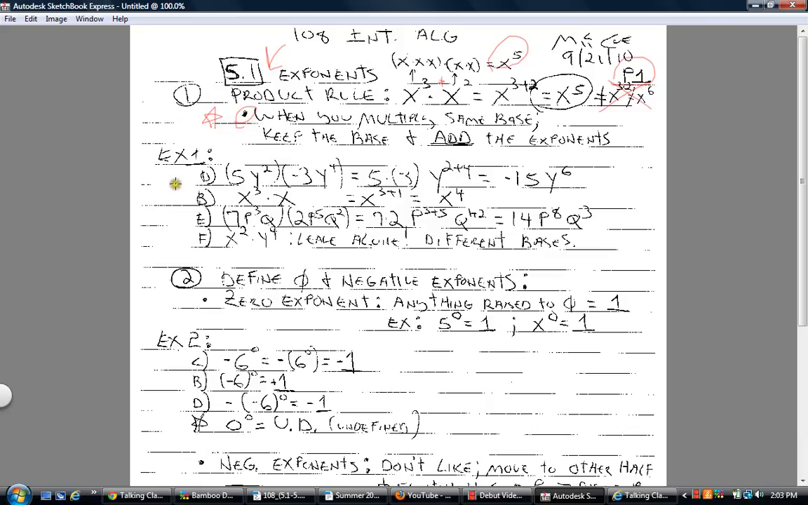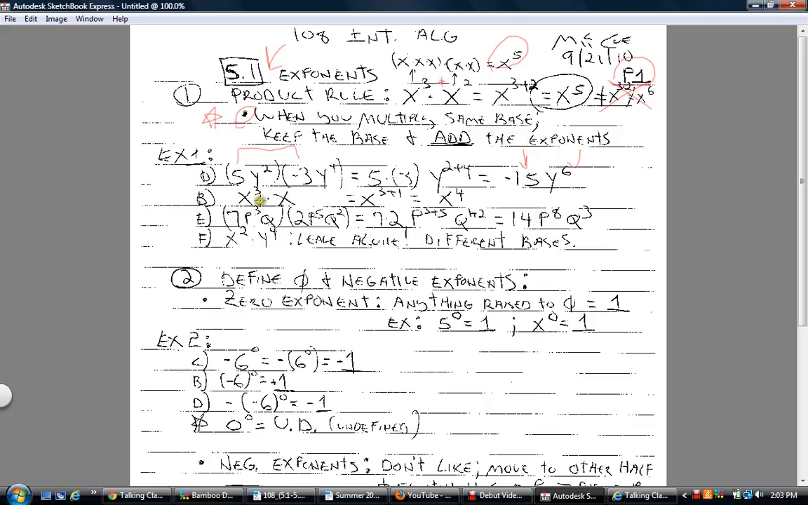Okay, got a couple examples here. Once you've got that, let's just talk through a couple of them. Multiply the coefficients. 5 times negative 3 produces negative 15. Now look at the base. Multiply y squared times y to the 4th. So you add the exponents. y, 2 plus 4 gives you y to the 6th. And you're on your way.